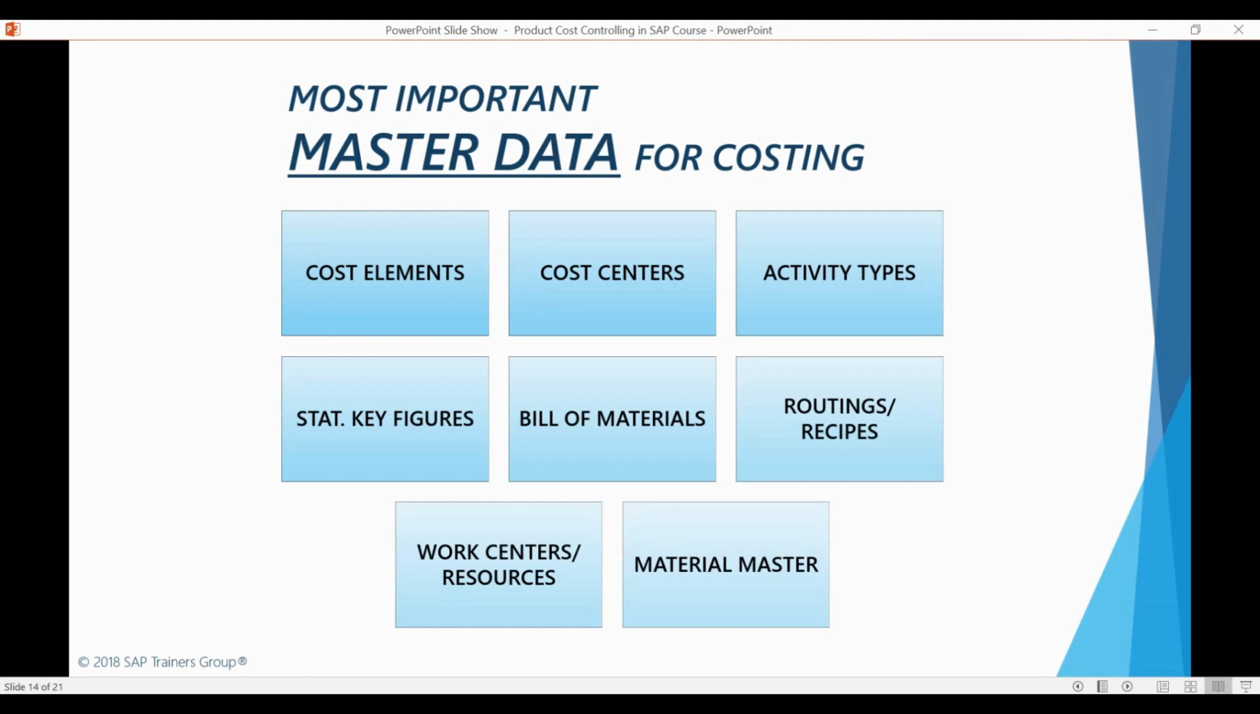In the next part of the course, we will be discussing how costs are planned in the system. We will examine how costing-related master data is maintained in the system, how costs are planned for the manufacturing operations, and how a cost estimate is created for a product using a costing run.